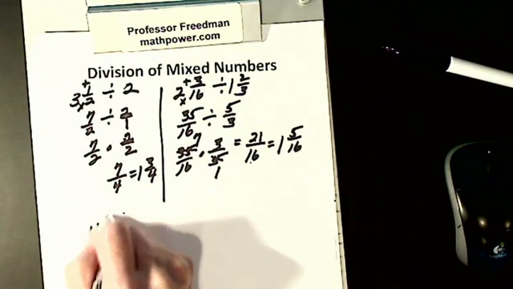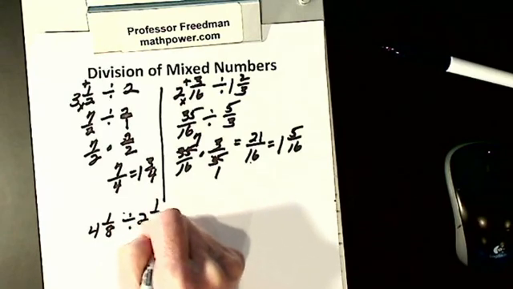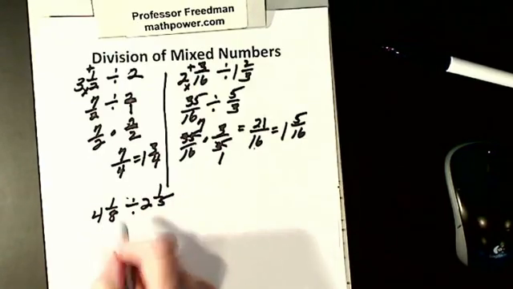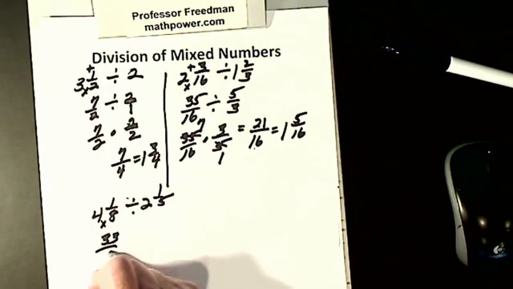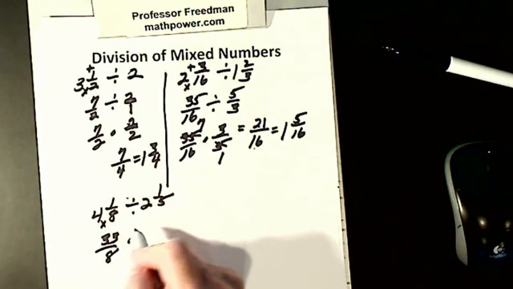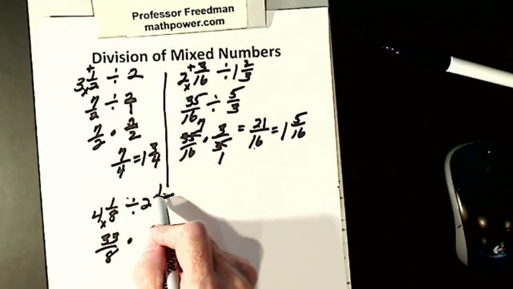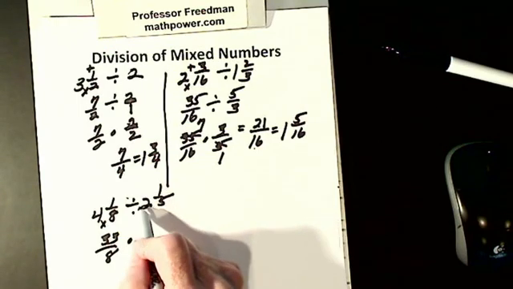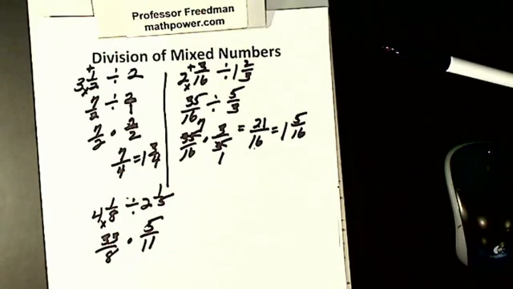Let's say I have 4 1/8 divided by 2 1/5. 4 times 8 is 32 plus 1. I get 33/8. Change it to a times. I'll do 2 steps in one. 2 times 5 is 10 plus 1 is 11. So it's really 11/5, but because it's division, I'm going to change it to 5/11.